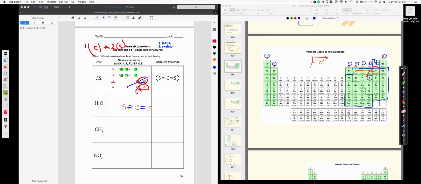Okay, now I have to place lone pairs. What's the rule for placing lone pairs? Place them outside in. Now it's getting all glitchy. I knew it was going to get glitchy. Place them outside in, which means I'm going to place my lone pairs on these outside atoms, and anything that's left over, I'll dump on the central atom.